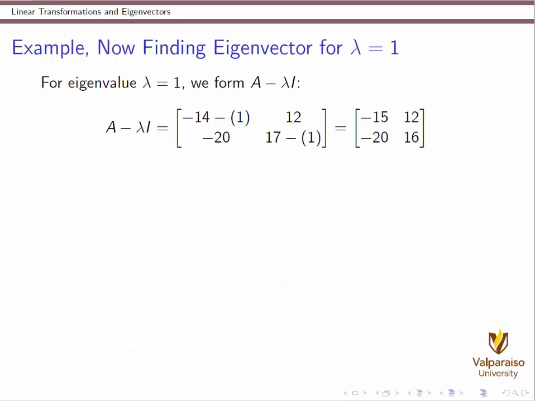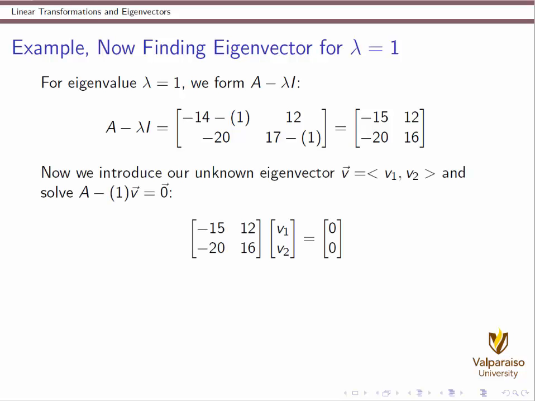Now, what are those vectors v? So we're going to take the eigenvalues one at a time. Remember, they were lambda equals 1 and 2. We'll start with lambda equals 1. Here we're going to go back to our friend A minus lambda I and put in 1 for lambda. And we'll get this new matrix on the right, the negative 15, 12, negative 20, 16. We're going to construct A minus lambda I times the unknown eigenvector v equals 0. We want this to have a solution that we can find for v1 and v2.